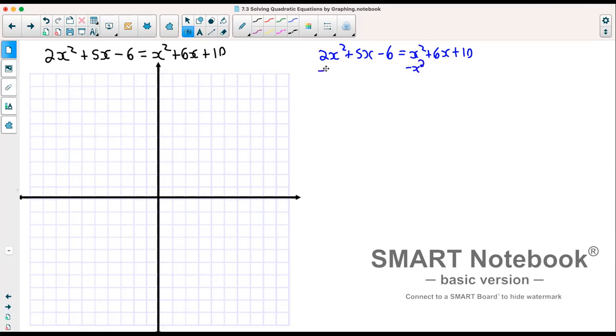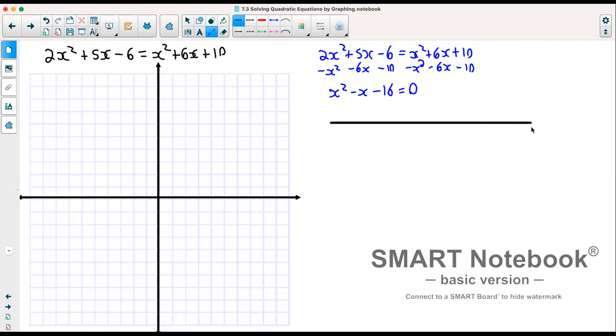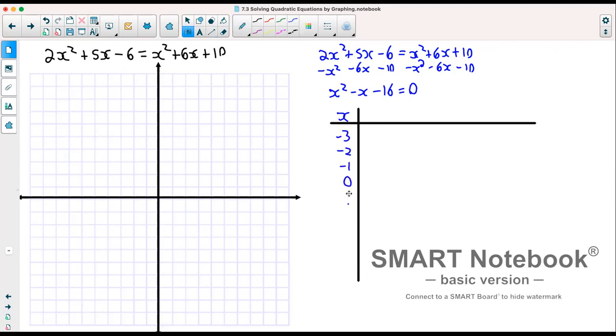So minus x squared, minus 6x, minus 10. So that gives us x squared minus x minus 16 is equal to 0. Now that we have everything on one side, we will graph this. We'll go from our usual -3 to +3. And we've got y is equal to x squared minus x minus 16.